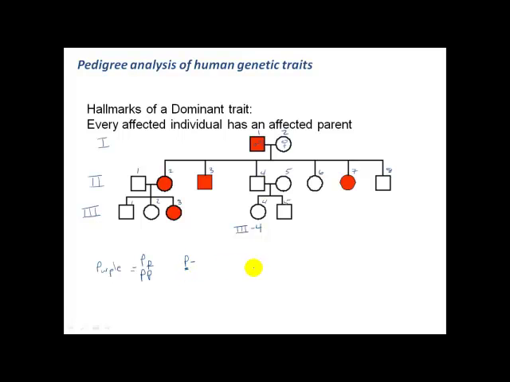But what about for a recessive trait? For a recessive trait, you actually have to have two recessive alleles. So for Mendel's flower color example, we had the recessive trait of white flower color, and the only way that you were white flower colored was if you had two recessive alleles, if you were homozygous recessive. Well, same exact thing applies for human genetic traits that are inherited in a recessive fashion as well.